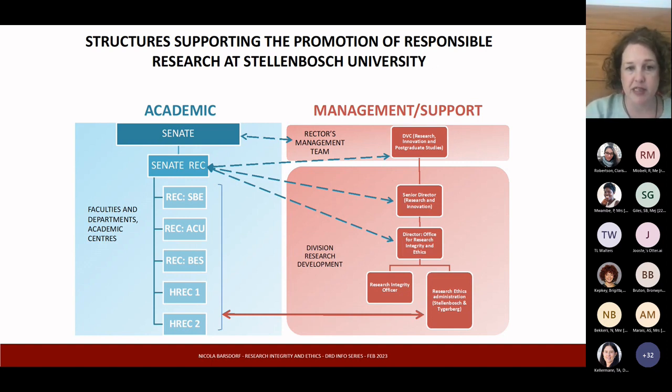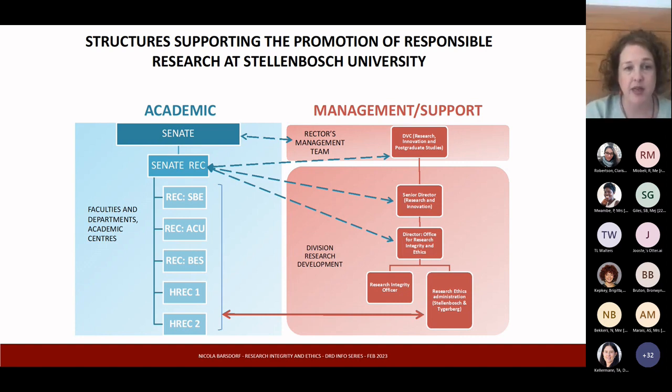And we have 5 ethics committees at our university. The REC SBE, which is a social, behavioral, and educational research ethics committee. The REC ACU, which is an animal care and use ethics committee. The REC BES, which is an ethics committee for biological and environmental safety. And then HREC 1 and 2, which are health research ethics committees. And each of these 5 ethics committees serves all of the faculties of the university.